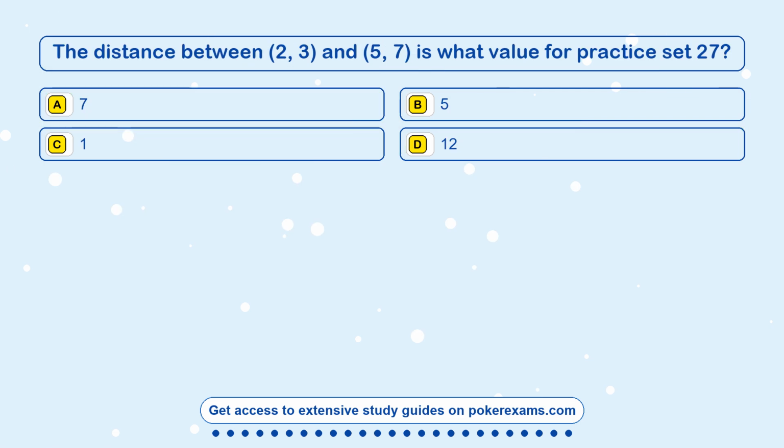Question 16. The distance between (2, 3) and (5, 7) is what value for practice set 27? Option A, 7. Option B, 5. Option C, 1. Option D, 12.